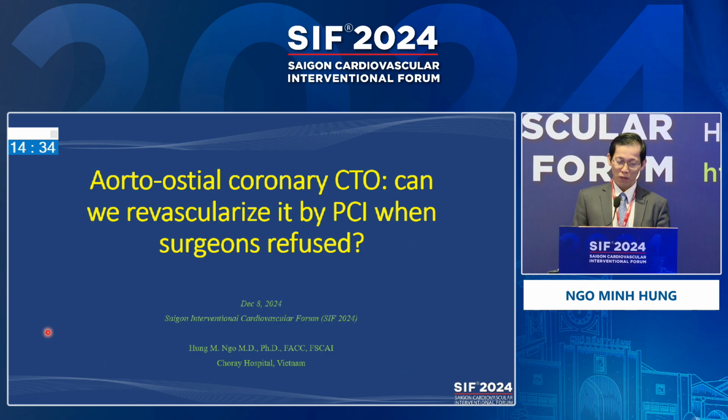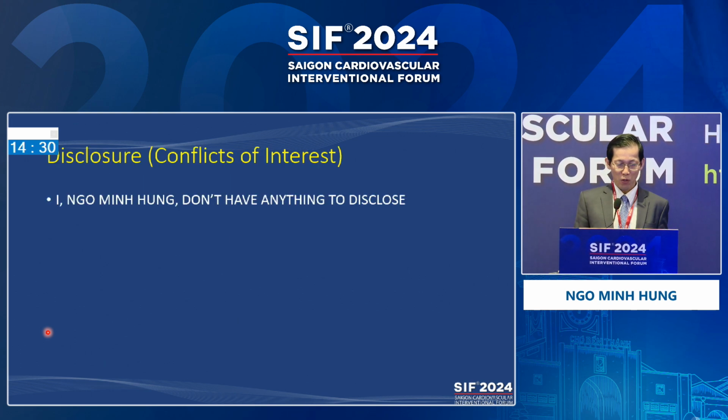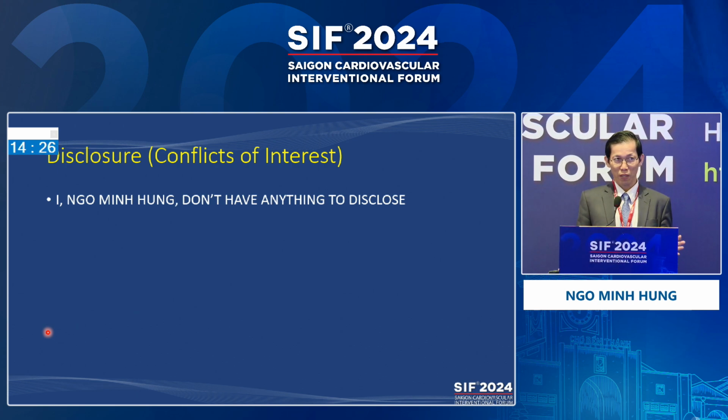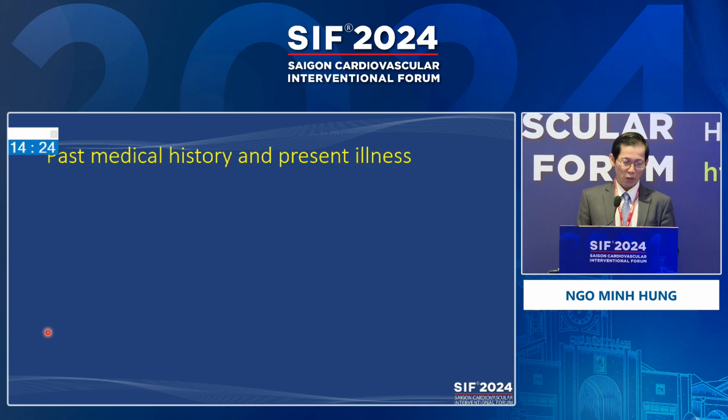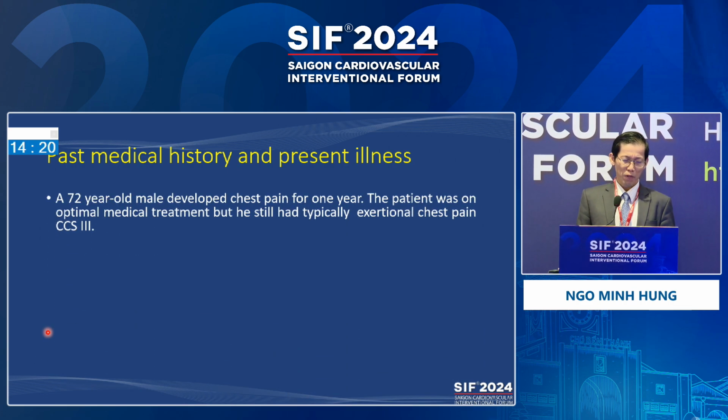Once they resend the patient to us, we have to do something, because they deny redoing the CABG for the patient. So I have one patient to share with you: a 72-year-old gentleman. He had a history of mitral and aortic valve replacement for at least 8 years already.